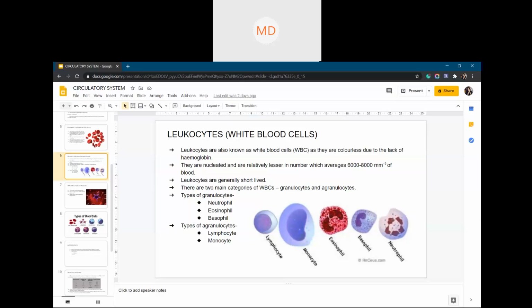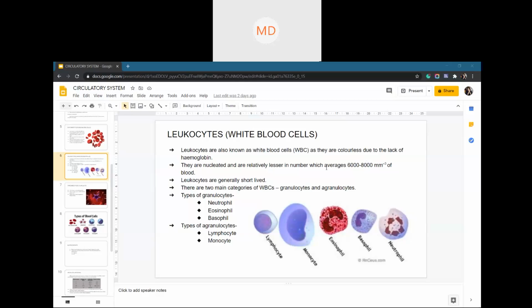Okay, next is white blood cells, that is leukocytes. White blood cells are also known as leukocytes. From the name only you will get the idea that these white blood cells are not red, right? It is white, or you can say colorless. So the white blood cells don't have any color.